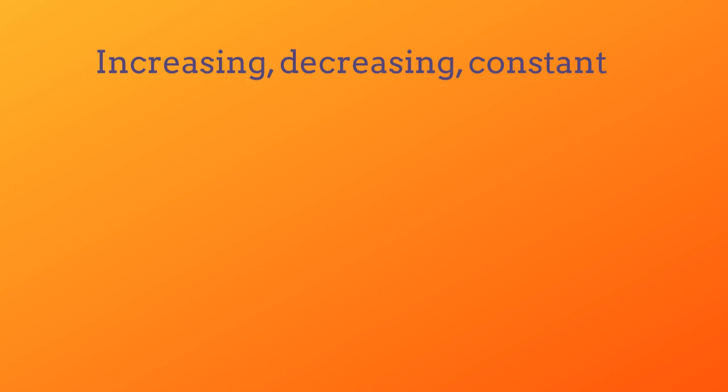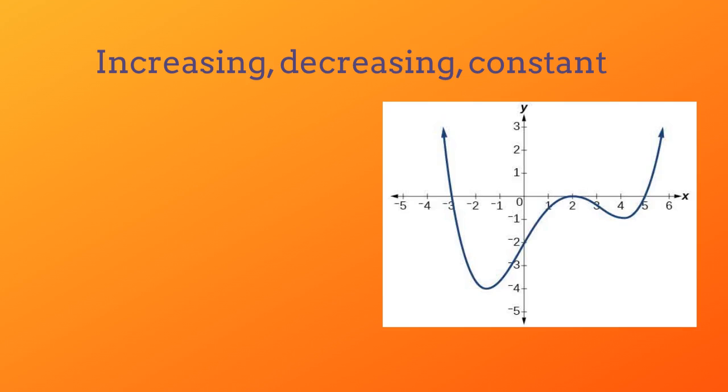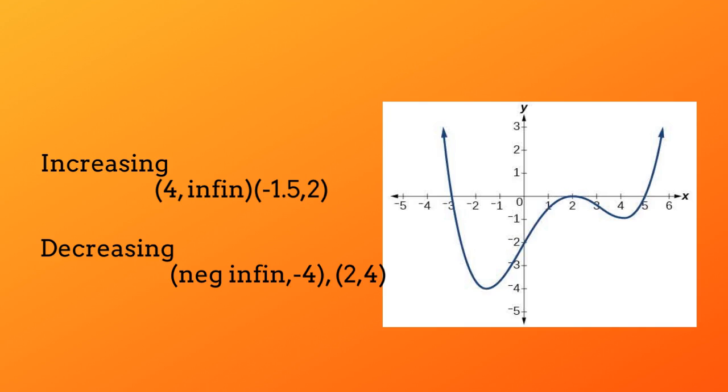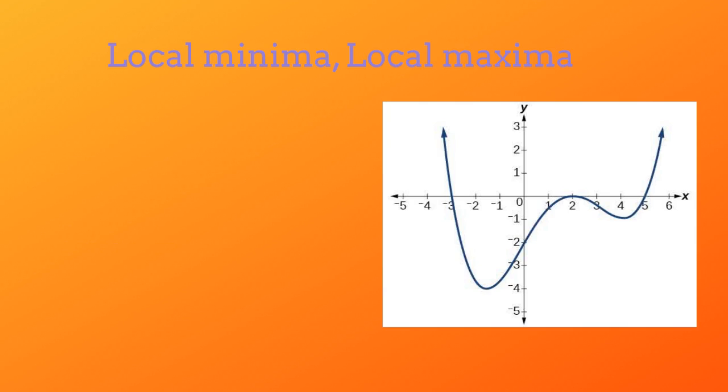Increasing, decreasing, and constant functions. So we're going to use the same graph we've been using. We're accustomed to it now. So increasing always means going up, decreasing going down. And we're looking at the graph from left to right all the time. You can see there's no constant here.